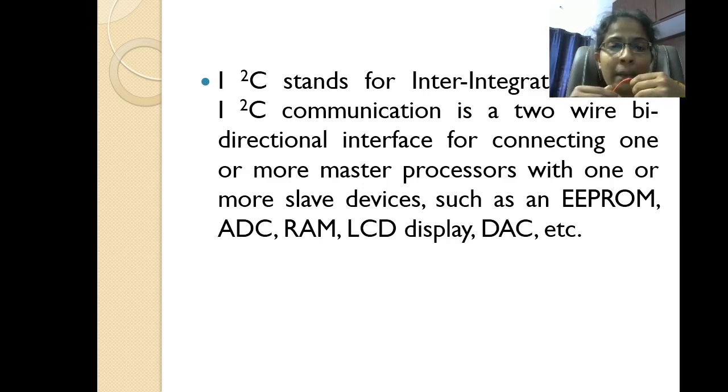It's a two-wire bidirectional interface. So it only needs two wires and is bidirectional, in both ways I am able to transmit the data. Similarly to SPI, we can have more than one master and more than one peripheral device, which are called slave devices. So what slaves can I connect? It is EEPROM, electrically erasable ROM, ADC, RAM, LCD, DAC. These are some of the external devices.